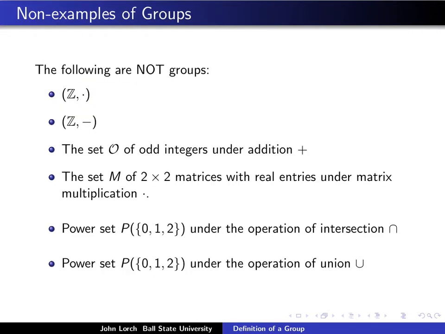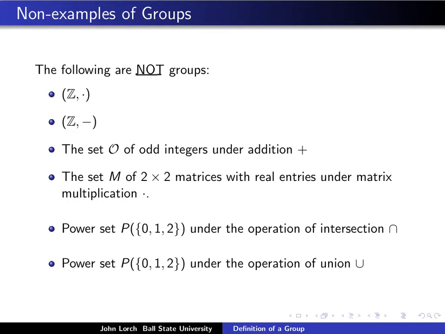Now we have a list of sets with binary operations that fail to be groups. This might be a good time for you to pause your video and look at these examples and see if you can determine why these are not groups. Okay, I'm assuming now that you've paused the video and thought about it for a little bit. So we want to show that each of these sets with a binary operation fails to be a group.